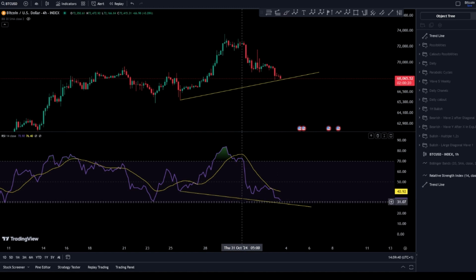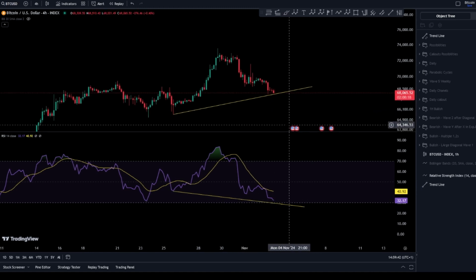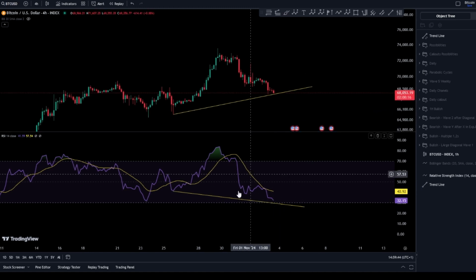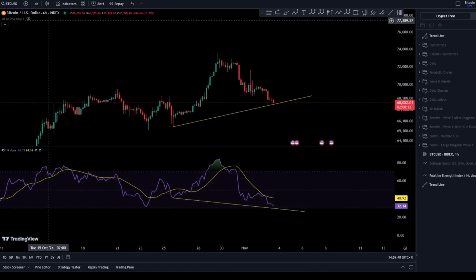So, yes, these might be the things. This is what RSI tells us. Very, very important indication here for the 4 hour chart.